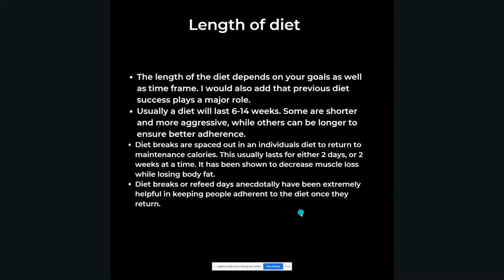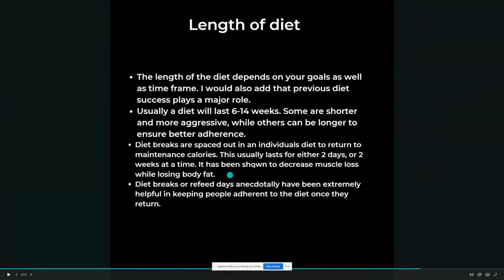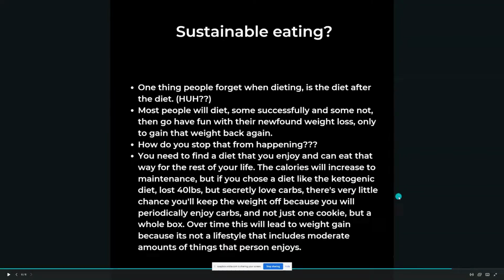So what we do is usually, okay, I'm going to diet for a month, maybe 6 weeks, followed by a 2-week diet break where I return to maintenance. Those 2 weeks have been shown to actually help you maintain muscle mass so that when you're training, you can push yourself real hard. You can rebuild your glycogen stores. You can feel better, nervous system wise, having more food. And then when you go back into your diet, you'll be more consistent and the adherence level will be through the roof, which is what we want. Sometimes diet breaks and refeed days, anecdotally, are just keeping people adherent.